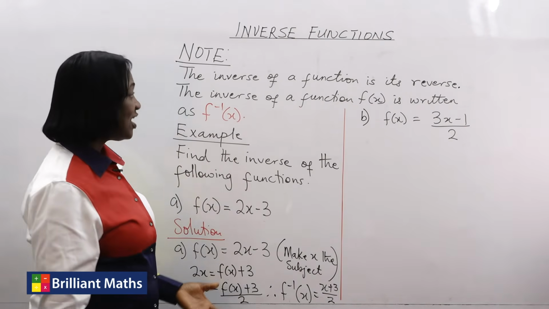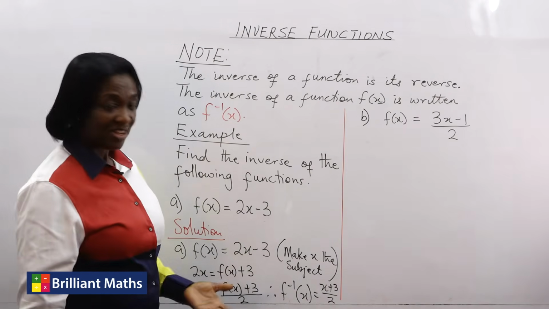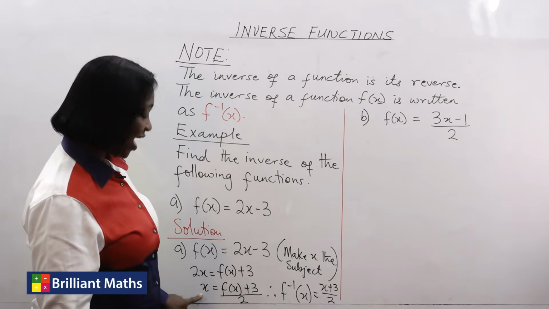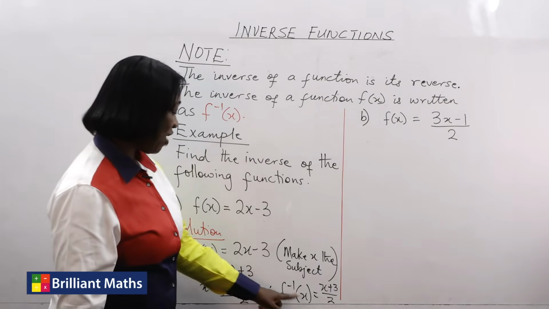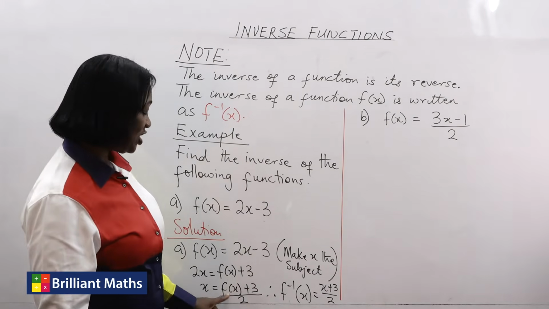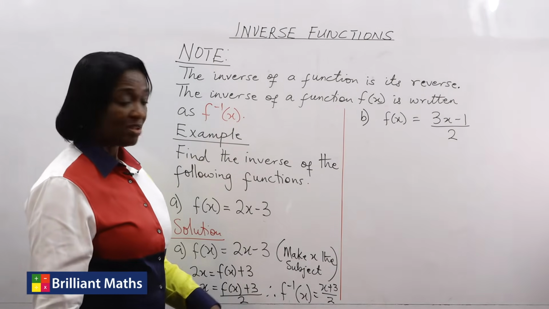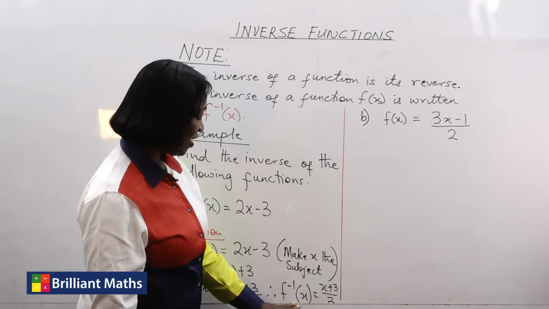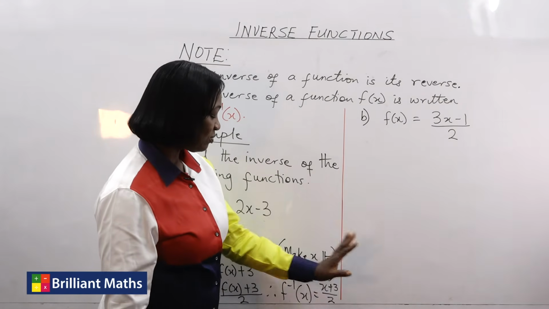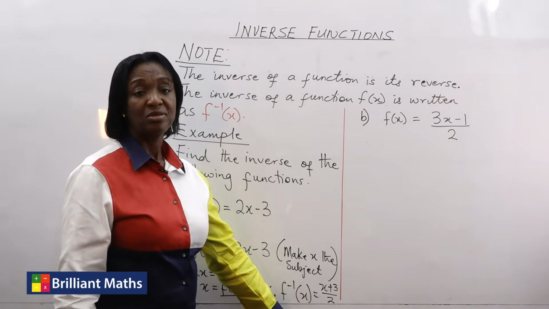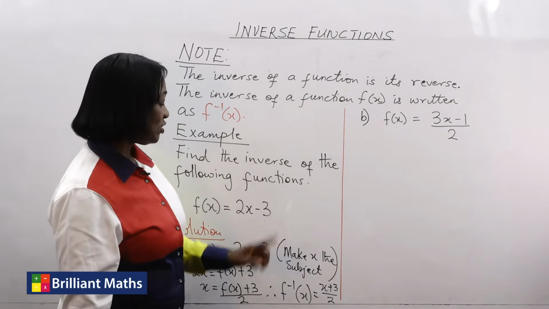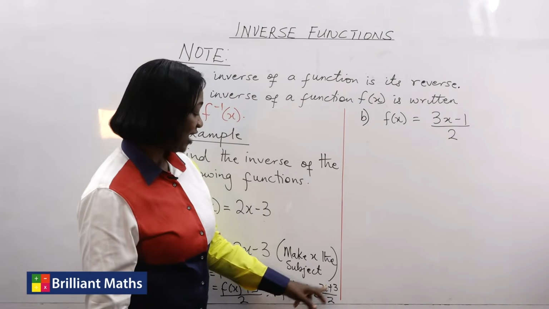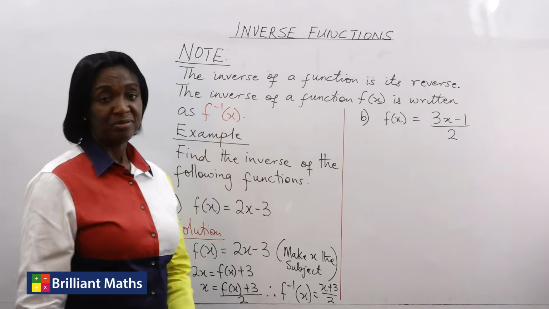So since the reverse is the inverse, we now change our x to the inverse, f prime of x, and then change the f of x to x. So f prime of x is equal to x plus 3 over 2. So the inverse of 2x minus 3 is x plus 3 over 2.